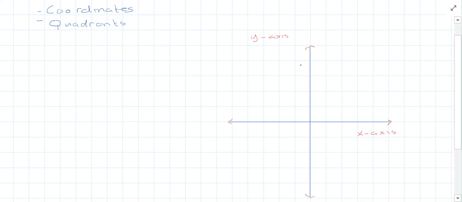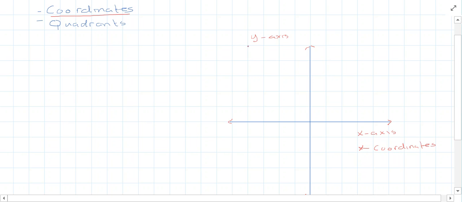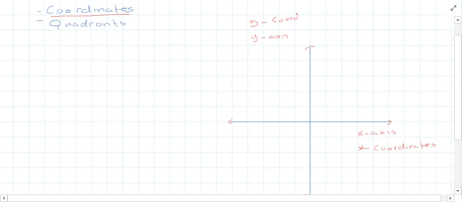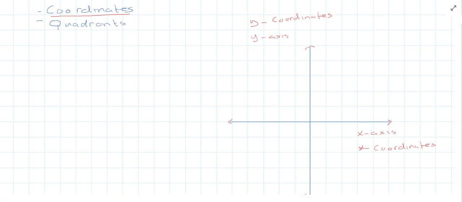Now what we can do then is we can put in what are known as coordinates. So we can have x coordinates, and then we can have what are known as y coordinates that will go on the y-axis. So the axis is the line itself, and then the coordinates are the points that we can put onto it.